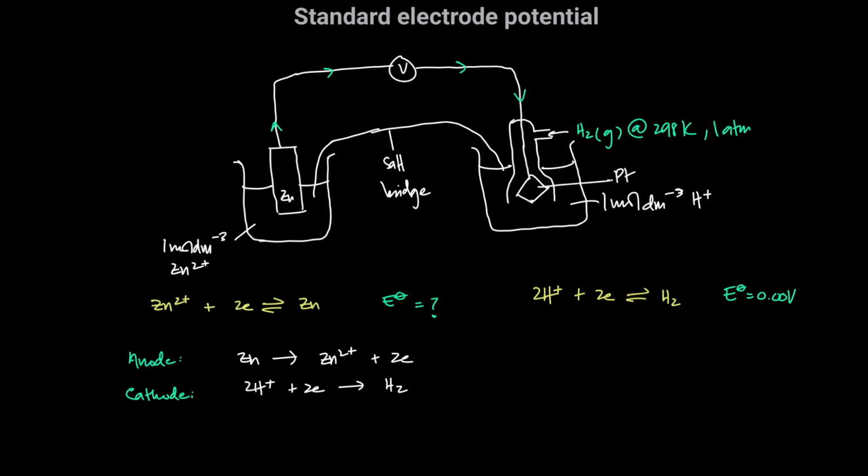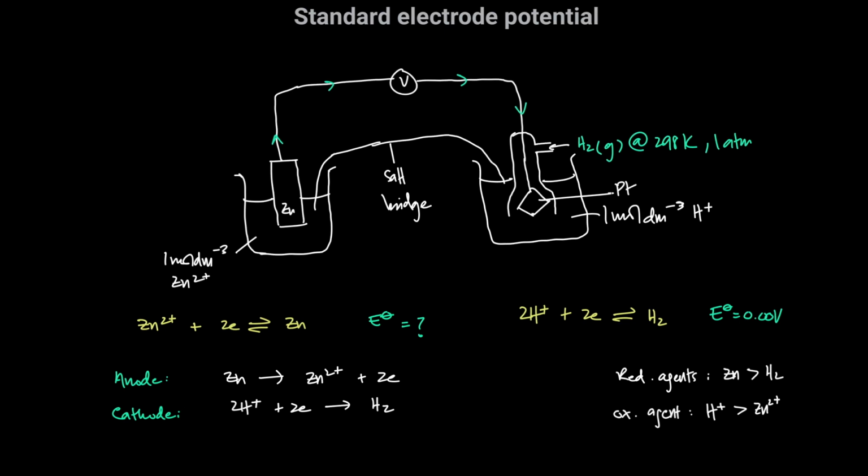So based on this understanding, if you talk about reducing agents, comparing these two, we can say that zinc is the better reducing agent than hydrogen. And when we're talking about oxidizing agents, we can say that H+ is the better oxidizing agent in comparison to Zn2+. Zinc undergoes oxidation more readily. It's a better reducing agent than hydrogen, more reactive than hydrogen gas, and H+ ions gain electrons or undergo reduction more readily than zinc ions. So H+ ions are better oxidizing agents than zinc ions. Now, as experimentally determined, the EMF of the cell, or the voltage of the cell, was determined to be 0.76 volts.